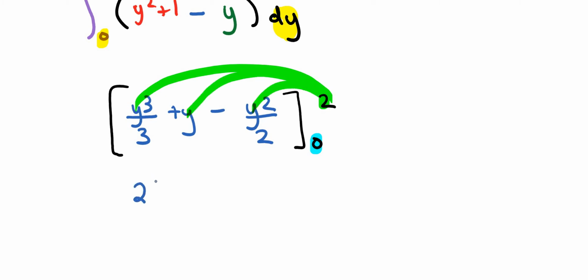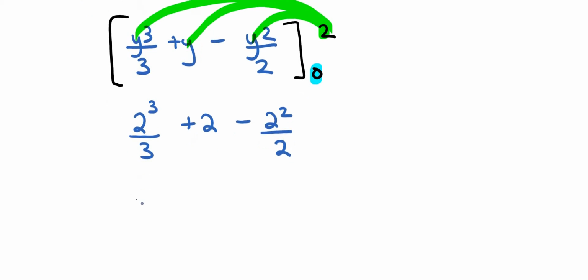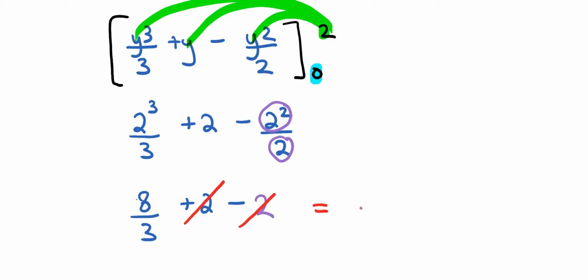So that's going to be 2 to the power of 3 divided by 3 plus 2 minus 2 to the power of 2 divided by 2. Whoops, I had 4 there, but it's a power of 2 there. Okay, and that's going to be 8 divided by 3 plus 2 minus, well, this is going to be 4, and 4 divided by 2 is going to be 2. So then these guys will cancel off, and your final answer is 8 divided by 3. Okay, let's move on to the next question now.